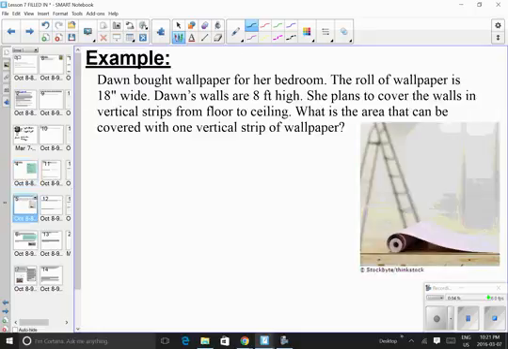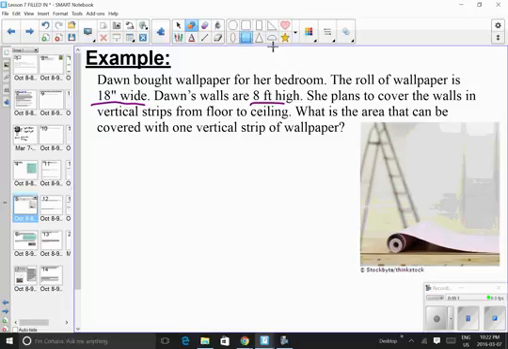All right, let's do some examples using imperial area. So Dawn bought wallpaper for her bedroom. The roll of wallpaper is 18 inches wide. Dawn's floors are 8 feet high. She plans to cover the walls in vertical strips from floor to ceiling. So what's the area that can be covered with one vertical strip?